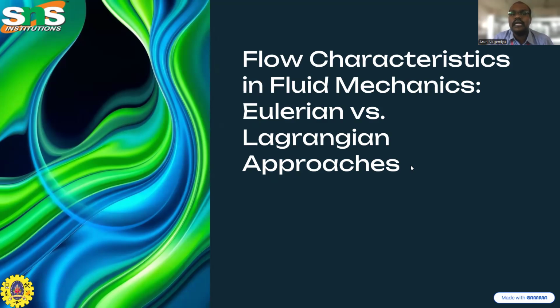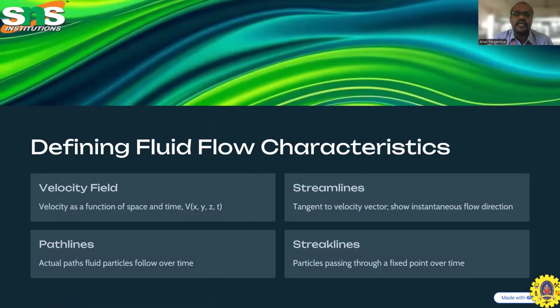In the Eulerian approach, we focus on a fixed point in space and track the properties of the fluid at those points as they change over time. Next, by comparison, in the Lagrangian approach we follow individual fluid particles and their trajectories as they move through space. In flow characteristics, there are generally four: velocity, streamlines, streak lines, and path lines.